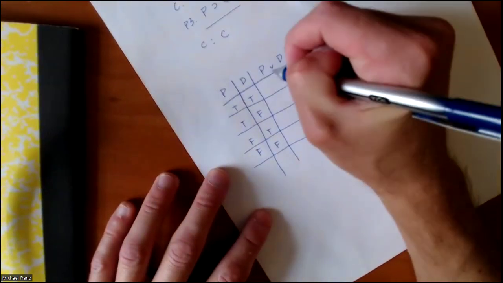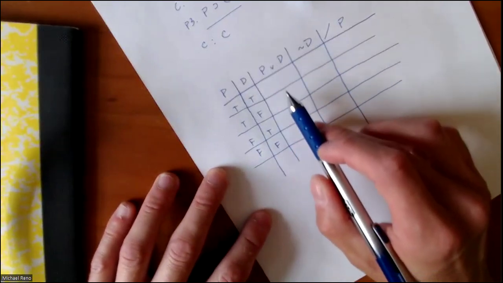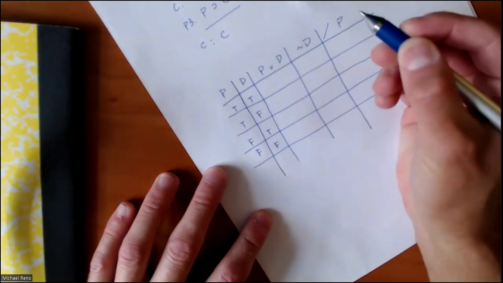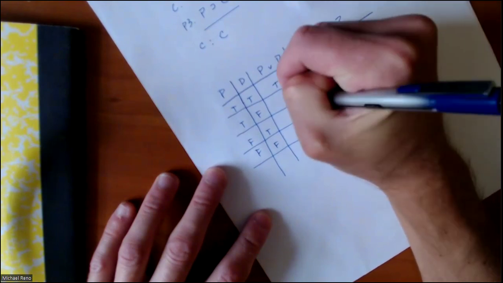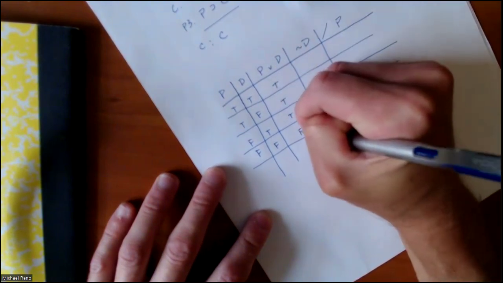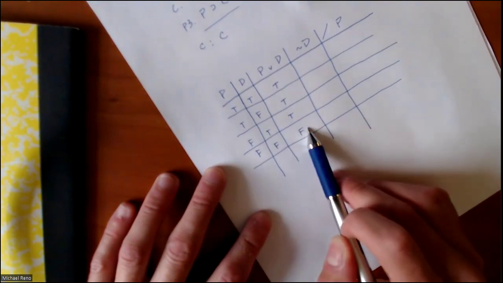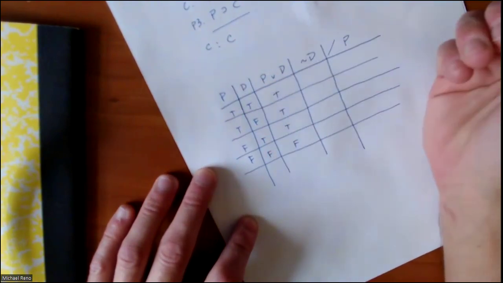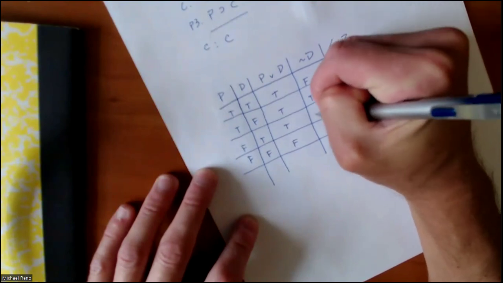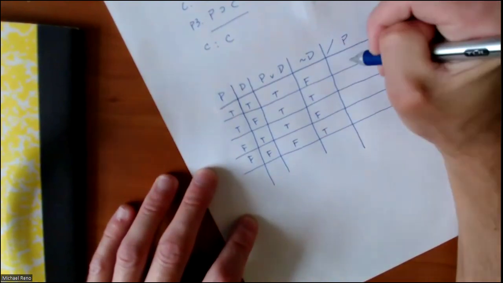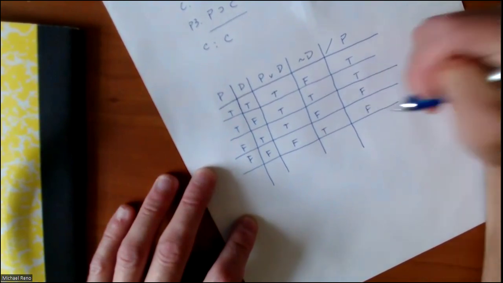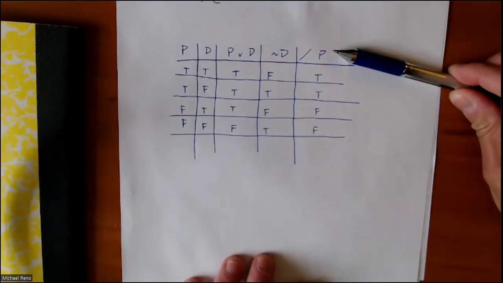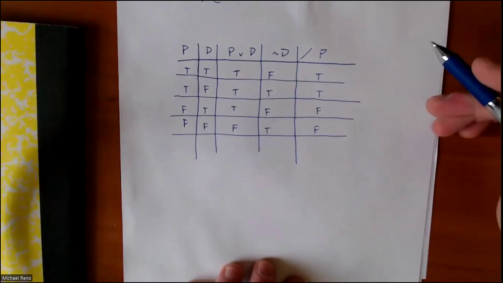Here we have P wedge D. Now we're just playing out the definition of wedge here. So remember, wedge here stands for inclusive or. That means it's true when both are true, or either disjunct is true, and only false when both P and D are false. Tilde D, you put in the opposite values that you started off with for D. That's F, T, F, T. And then for P, you still play it out, T, T, F, F. You're just copying over the values. So how do you use all this information that you've now got to assess for validity?